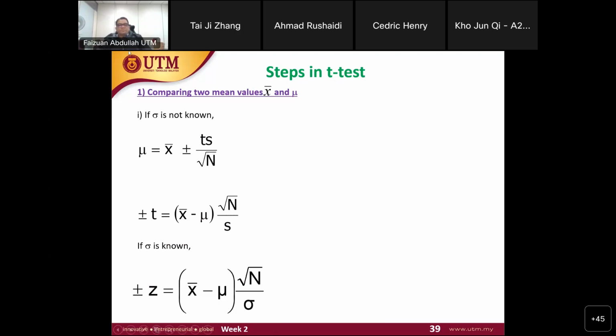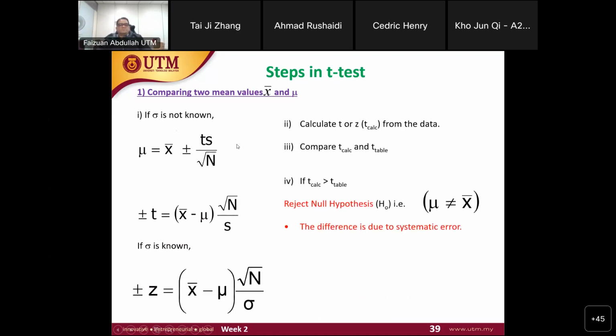X and also mu. If sigma is not known, then, so what is sigma, guys? What is sigma? We have two cases: if sigma is not known and if sigma is known. So we have two different calculations here.